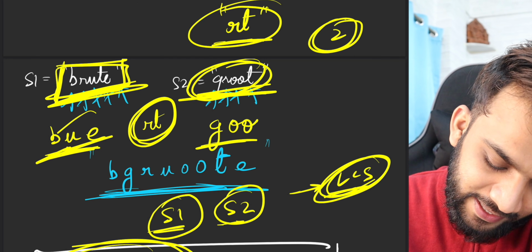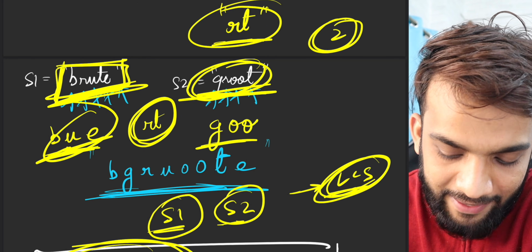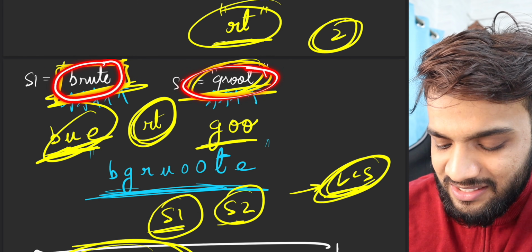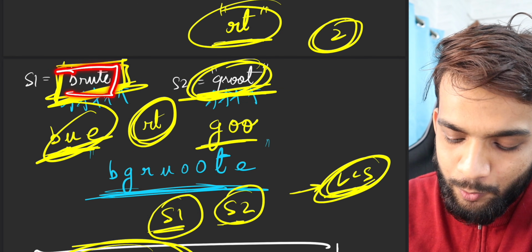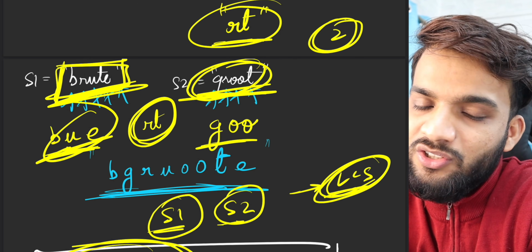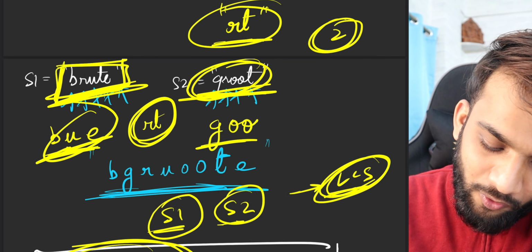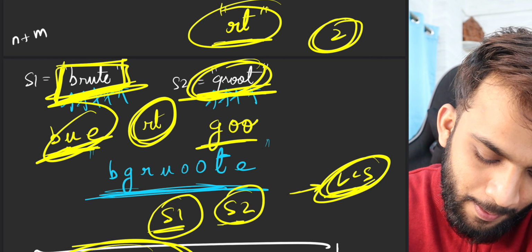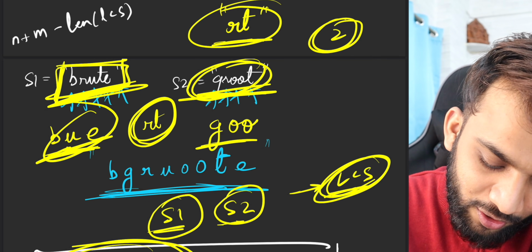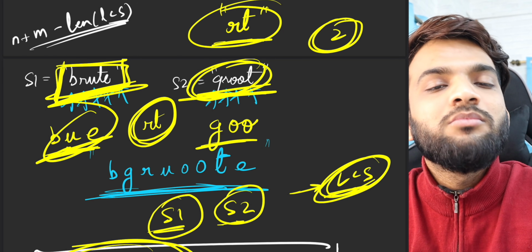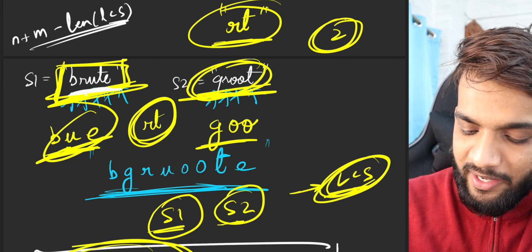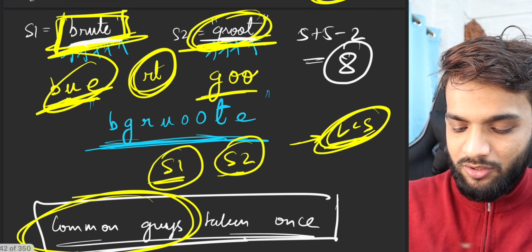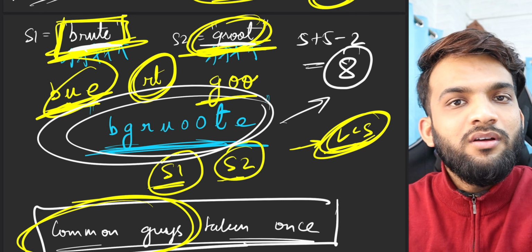So can I say the answer is very simple? What is the answer? You take Groot, but since you have taken RT twice, once in Brute and once in Groot, you don't take it twice, you just take it once. So the answer is very straightforward: N plus M, where N is the length of the first string and M is the length of the second string, minus the length of the LCS is the length of the shortest common supersequence. If you see over here, 5 plus 5 minus 2, the length comes out to be 8, and that is what the length was of this guy, isn't it?